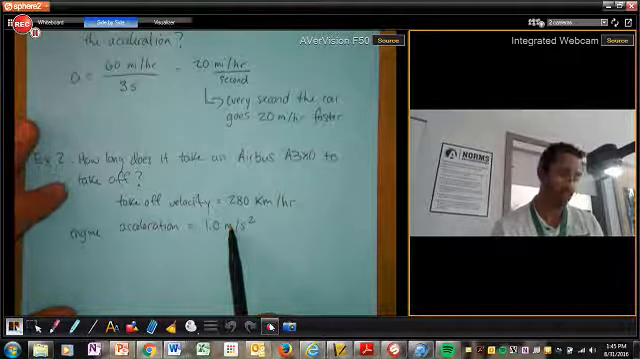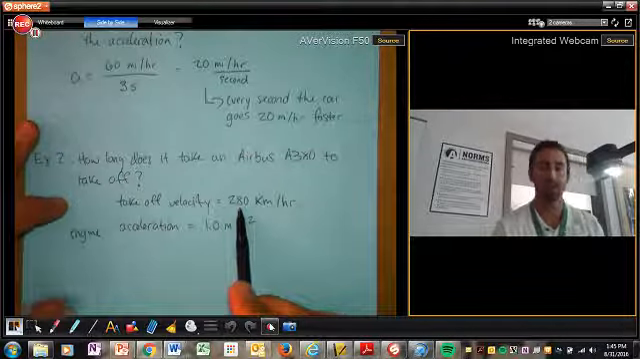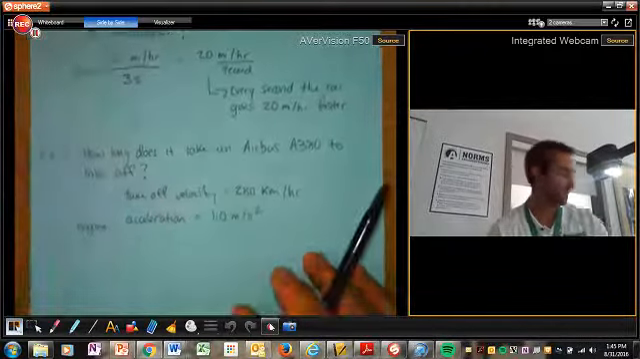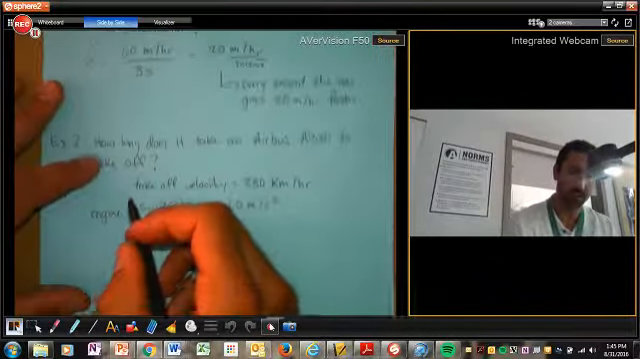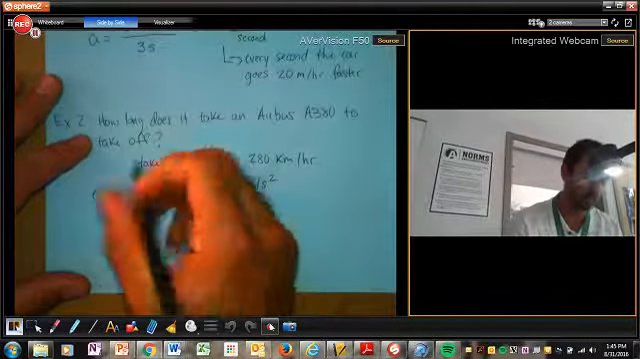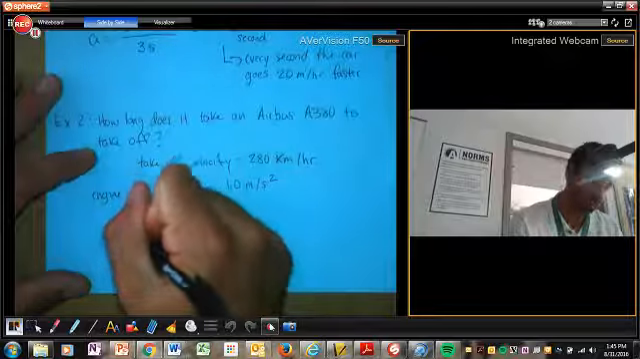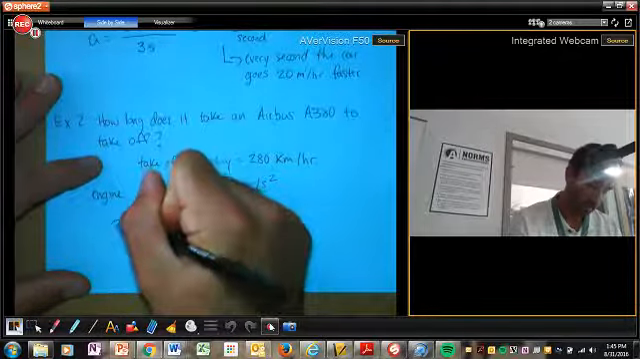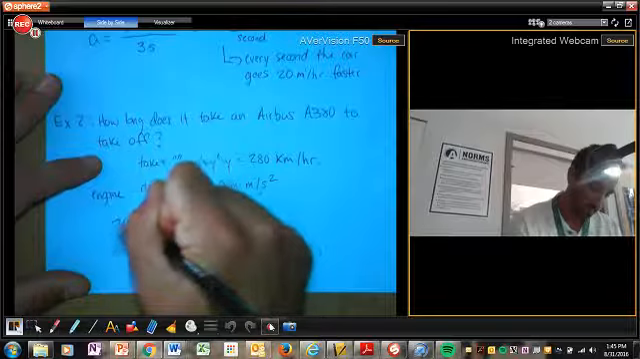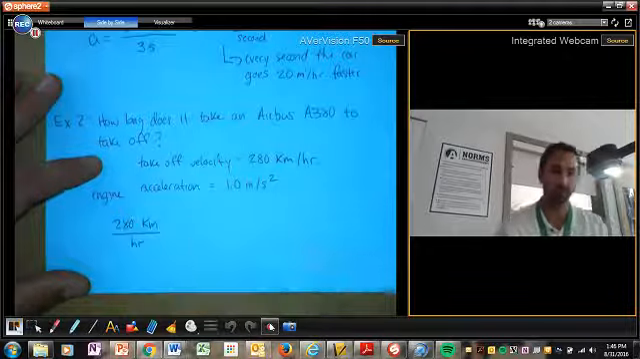Let's go ahead and change this kilometers per hour into meters per second. The way I'm going to do that is I'm going to start down here. This is just a little side note, but I think it's important for us to know how to do conversions. So if I have 280 kilometers per 1 hour, this is the way I like to convert.